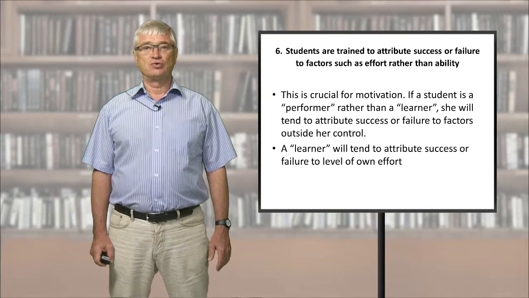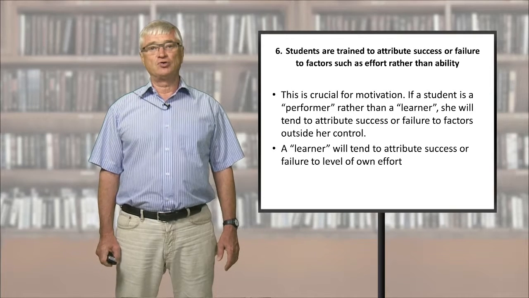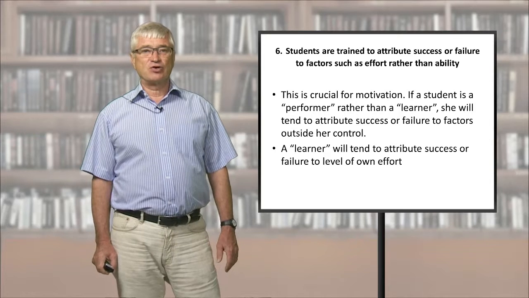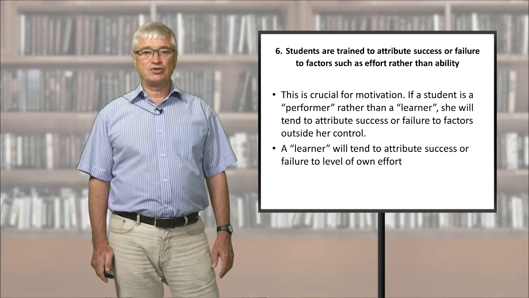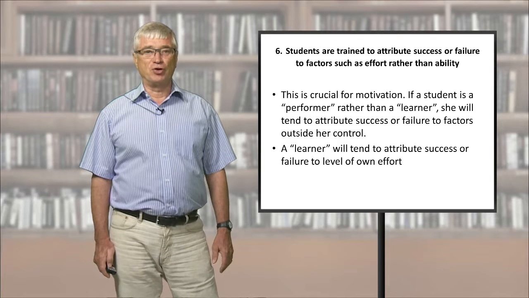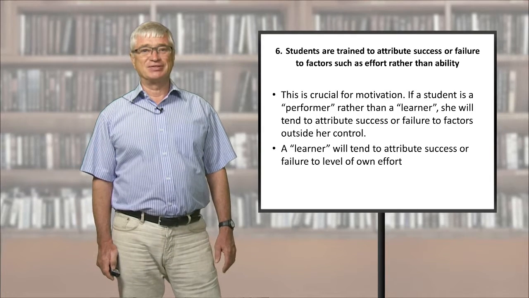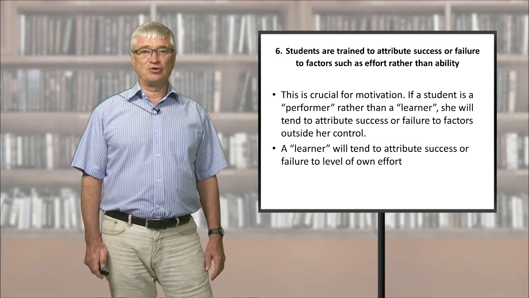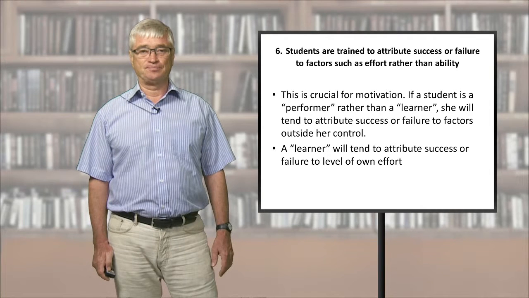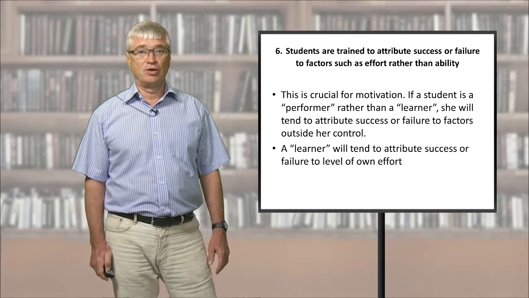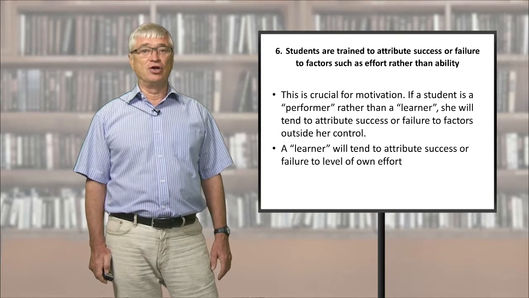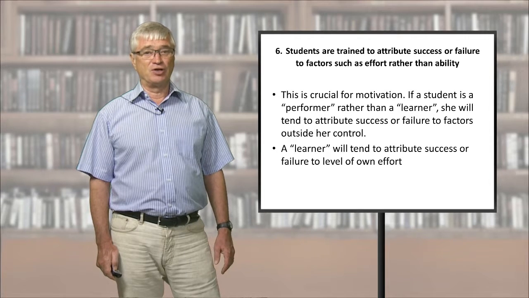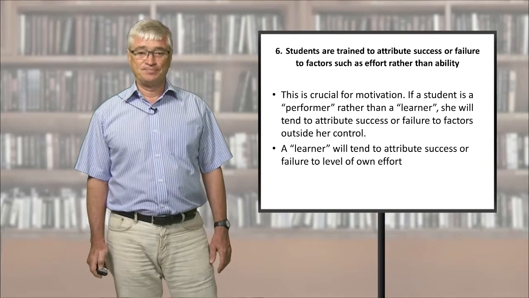Students are trained to attribute success or failure to factors such as effort rather than ability. This is crucial for motivation. If a student is a so-called performer, relying on his talents rather than a learner, she will tend to attribute success or failure to factors outside her control. A learner will tend to attribute success or failure to level of own effort. So the learner always says, okay, I can put in more effort and then I will learn more.